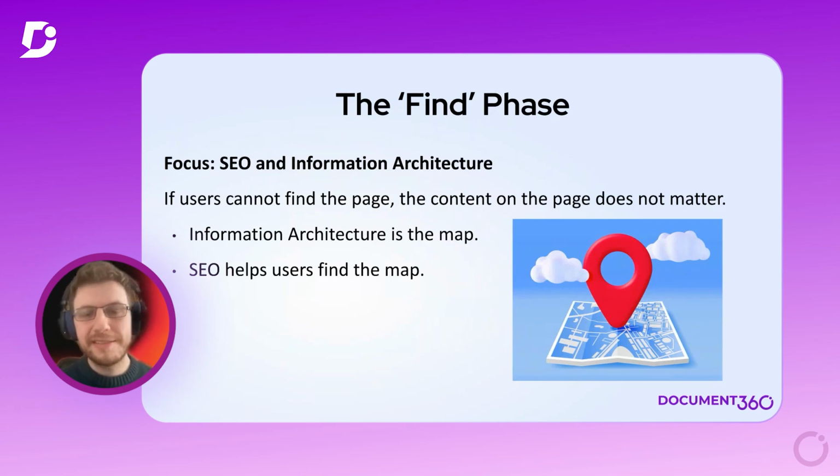So let's talk about the find phase, the one that hits probably the most amount of users. This is where you focus on SEO and information architecture. Because if users cannot find the page, the content on the page does not matter. What is the point? They won't be able to find it. They'll open a support ticket.